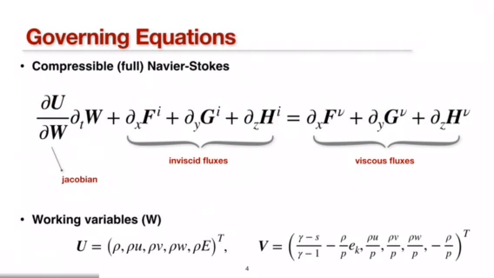The equations we're dealing with here are the Navier-Stokes equations in their compressible form. Here, they're represented as a function of the working variables W, which could either be the conservative ones, U, or the entropy ones, V. And all the variables have their usual meaning.